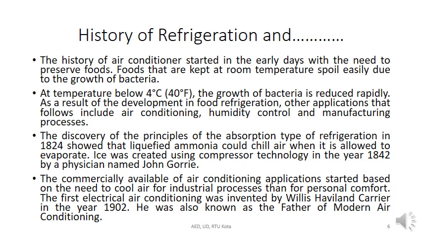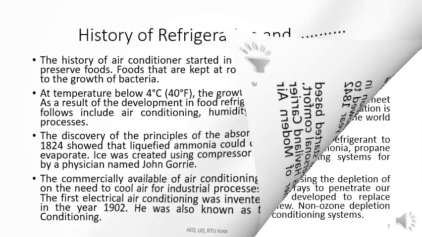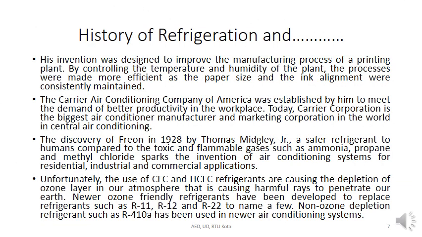The commercially available air conditioner, it started in 1902 with the Carrier Air Conditioning Corporation, where they have started the air conditioning for a personal comfort, and the commercial production was started. The person Carrier, Willis H. Carrier, is known as the father of modern air conditioning. Carrier invented different type of processes with the use of freon in 1928.